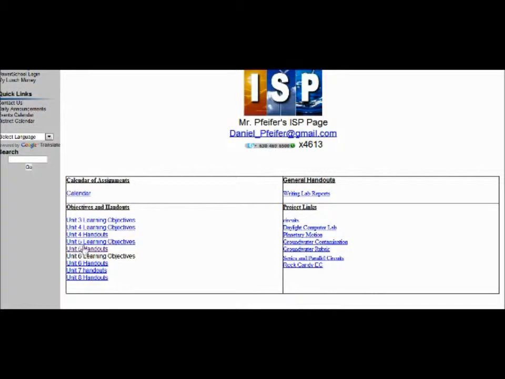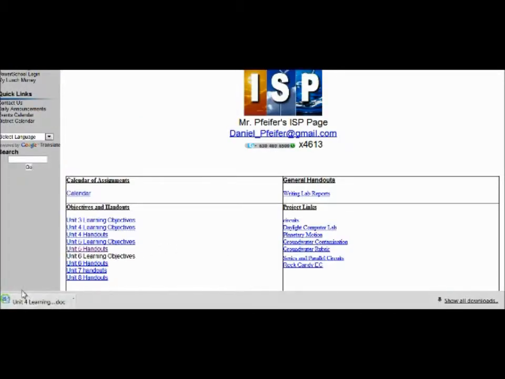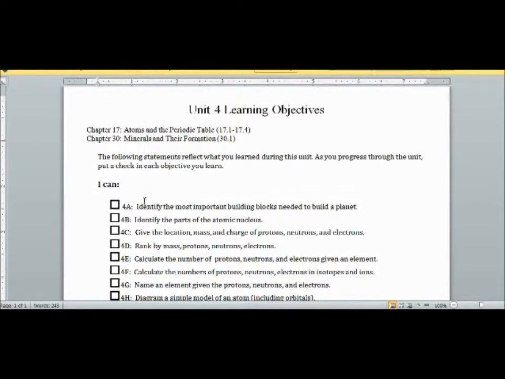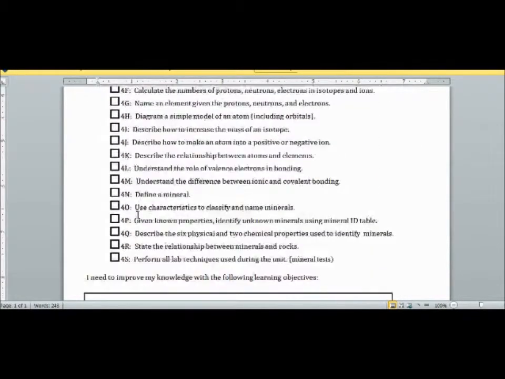And I like to post the learning objectives for each unit. Here, I'll just click on one to show you what that would look like. Alright, Unit 4 learning objectives. And there you go. I generally have these written as I can statements in which students can check off as we go through the unit. I'd like to see these reduced to just a few core concepts as I move forward in education.